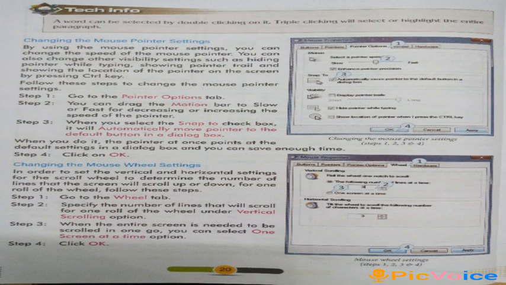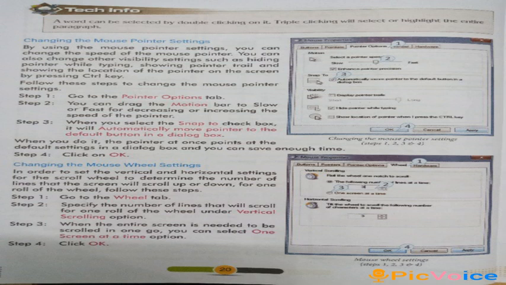Changing the mouse wheel settings. In order to set the vertical and horizontal settings for the scroll wheel to determine the number of lines that the screen will scroll up or down for one roll of the wheel, follow these steps.